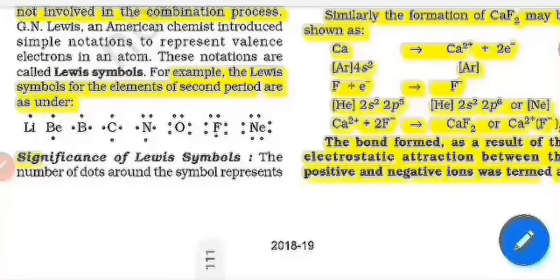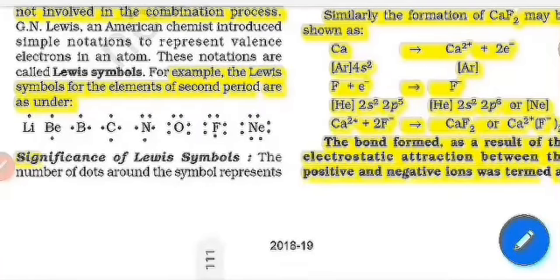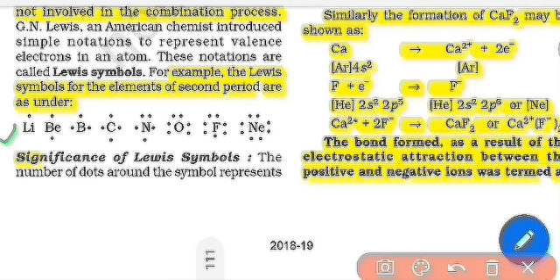And according to Lewis, atoms can be symbolized by using their valence electrons in the form of dots. Just like lithium can be represented by this symbol, as lithium has only one electron in its valence shell, so one dot with lithium. Beryllium has 2 valence electrons, so 2 electrons in the form of dots are represented with its symbol.